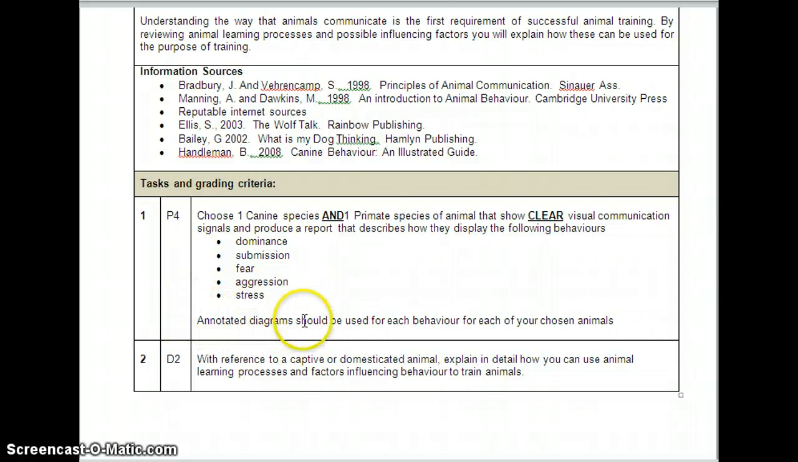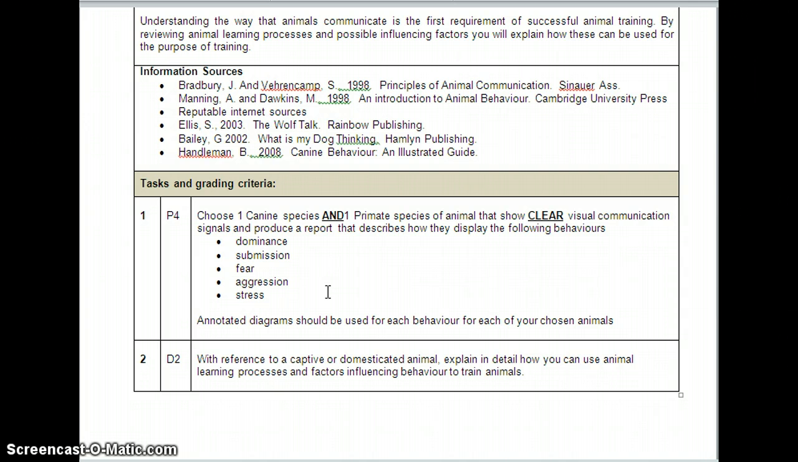So use annotated diagrams. So by annotated, it's a picture or an image with arrows coming off of it, or some form of written description around the picture. What you need to be able to do is to describe the physical aspects. So for example, if it's a dog, you need to be able to say ears up, eyes pointing forward, tail up, hackles raised. You need to be able to describe each physical aspect which shows that particular behaviour, whether it's dominance, submission or fear.